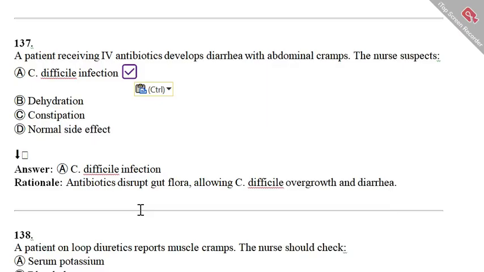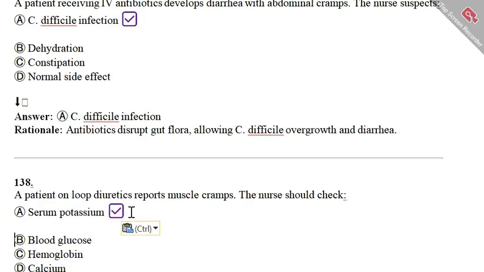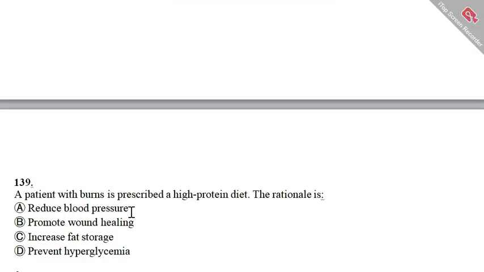Let's move to the next question. A patient on a loop diuretic reports muscle cramps. The nurse should check. The correct answer is serum potassium. Let's move to the next question.